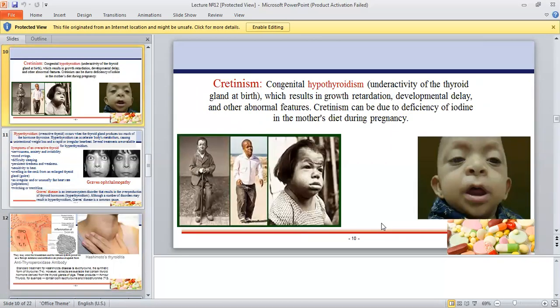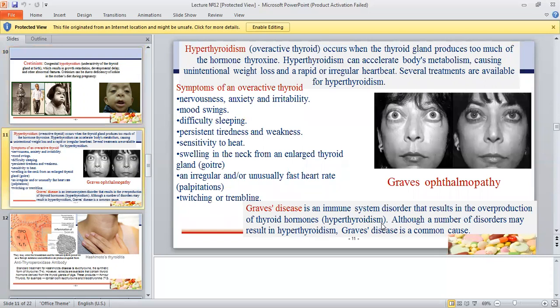The general disorders include congenital hypothyroidism, underactivity of the thyroid gland at birth. It can cause cretinism, which results in growth retardation, developmental delay, and other abnormal features. Cretinism can be due to deficiency of iodine in the mother's diet during pregnancy. Hyperthyroidism is the condition when the thyroid gland produces much more thyroid hormone than its normal level. It occurs when the thyroid gland produces too much of the hormone thyroxine.